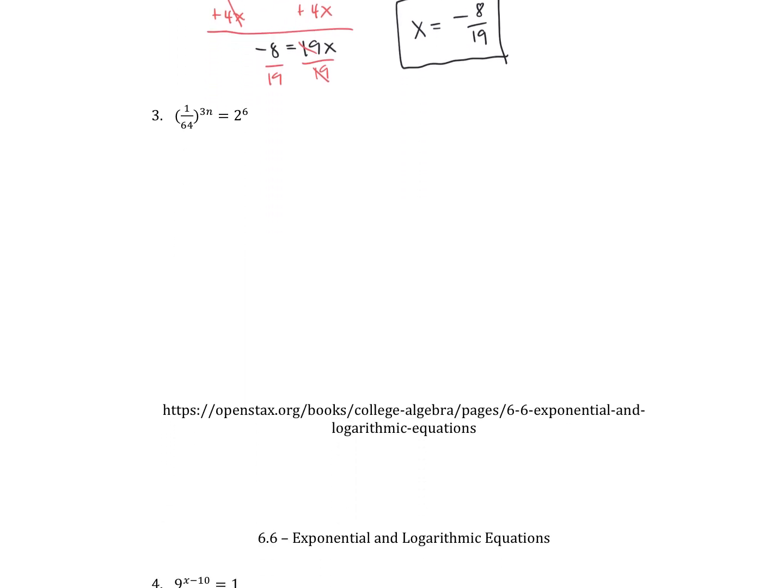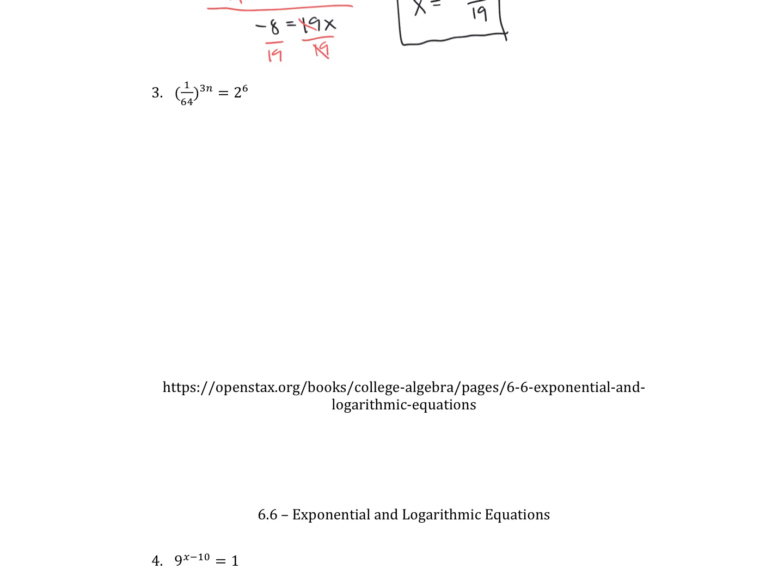Number 3, solve. So this one we have exponentials on both sides, but not the same base. 1 over 64 is not the same as 2. We could write it in the same base though. If we notice or know that 64 is 2 to the 6th, we could write that as 1 over 2 to the 6th, to the 3n is equal to 2 to the 6th.